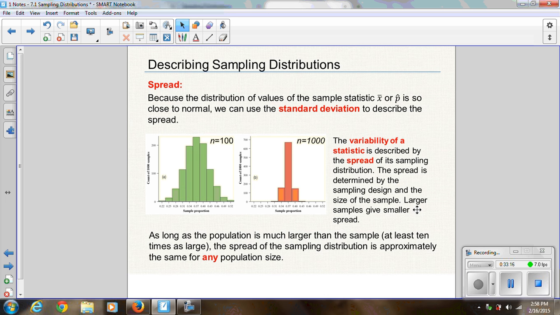And as long as the population is much larger than the sample, remember our 10% rule, as long as the population is at least 10 times as large, the spread of the sampling distribution is going to be approximately the same regardless of the population size. So our sampling distribution depends on the size of the sample, not the size of the population.